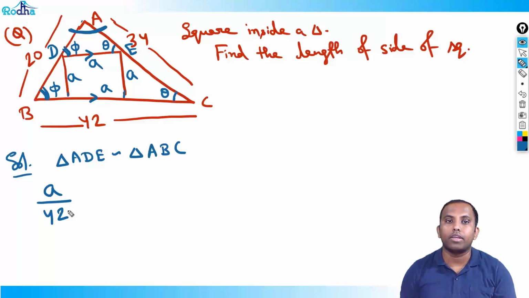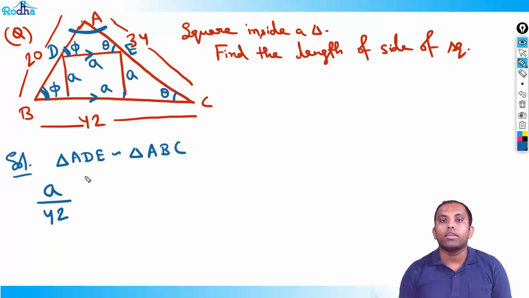It's absolutely fine here, right? A upon 42. Now equal to, I need to find the value of A, right? Now this is equal to what? So this is again, I need it for another angle.